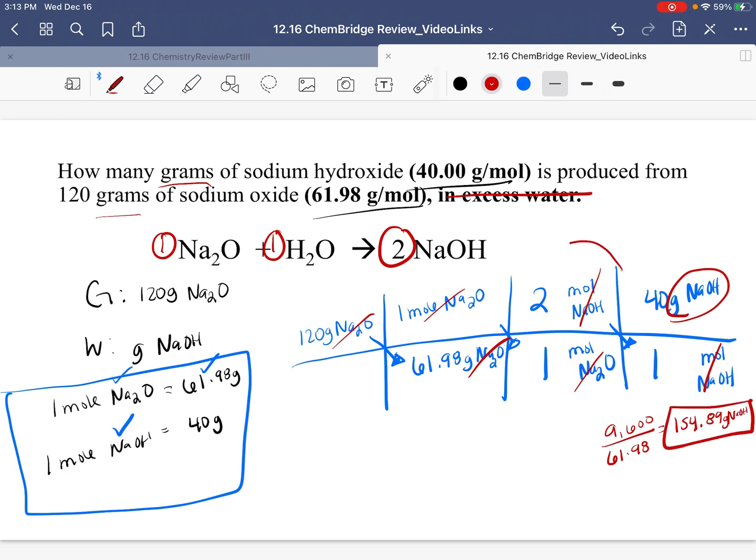Again, please don't forget this very important step. Your mole to mole ratio is where you go from one element or compound to another.